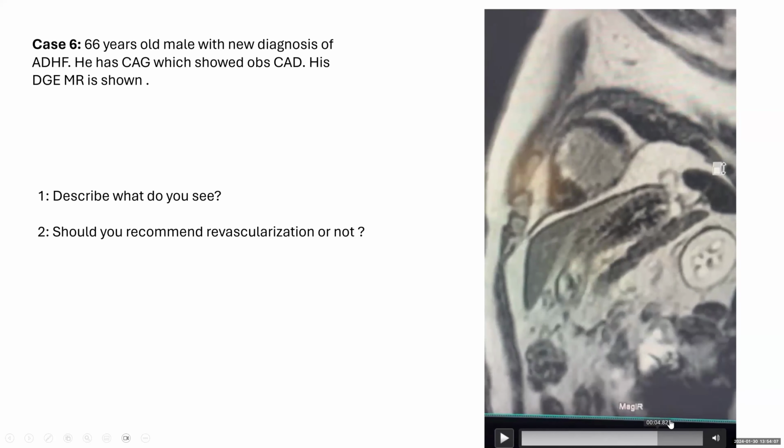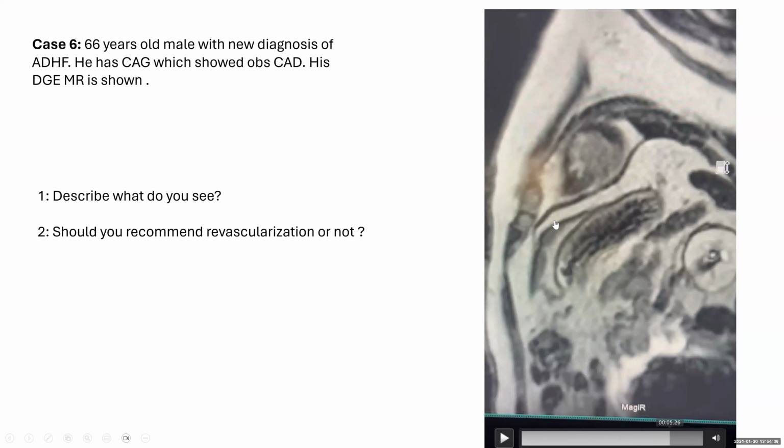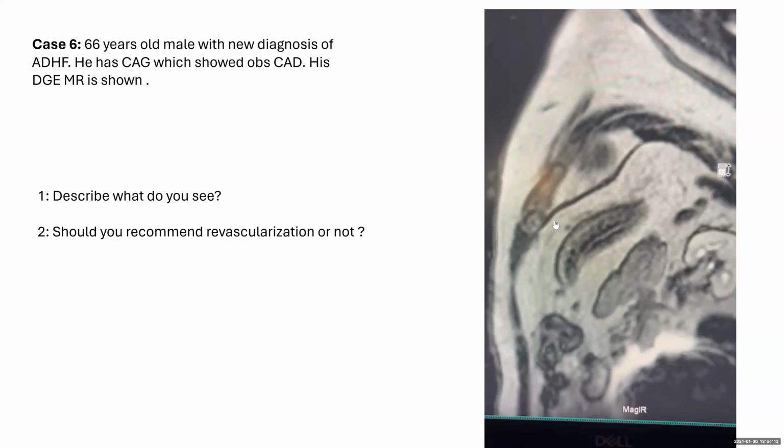Okay, so I think it's probably ready to comment. So it's not diffuse actually.